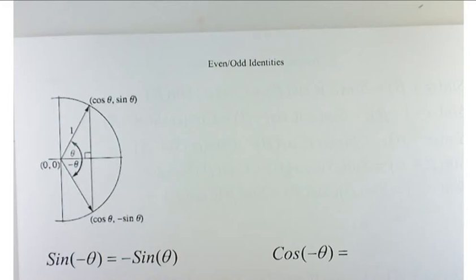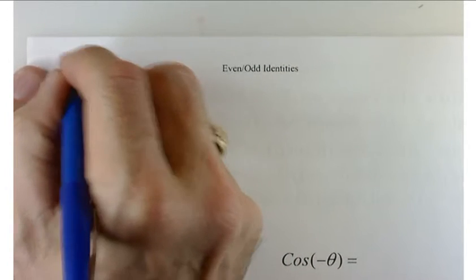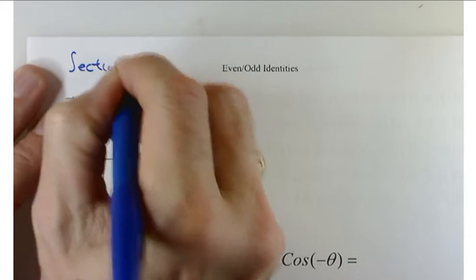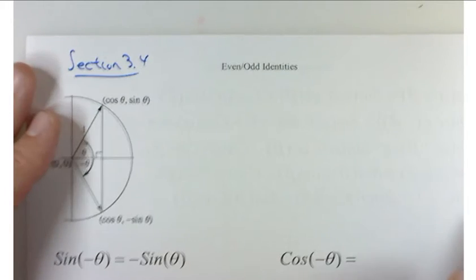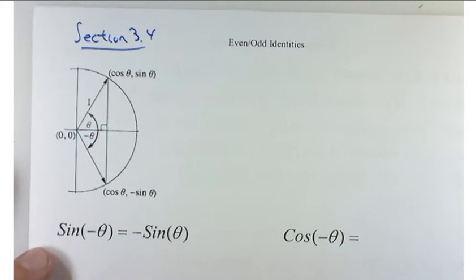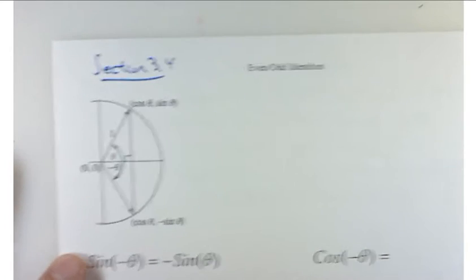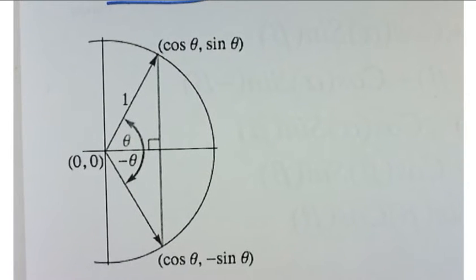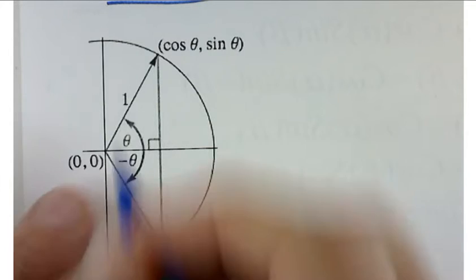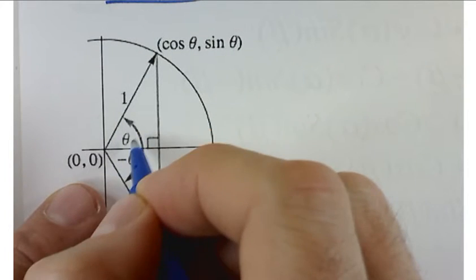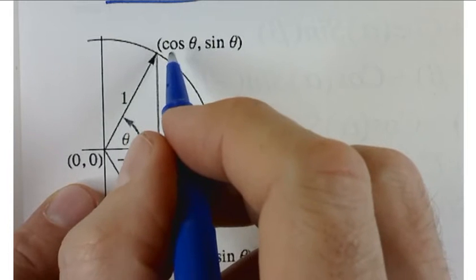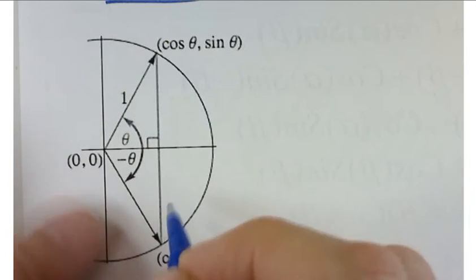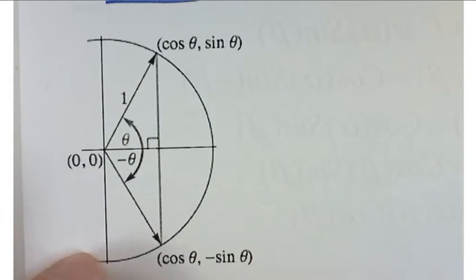Section 3.4 is going to ask us to prove trigonometric identities. We're going to start, like I said, with a little bit of a review here, and that is by looking at the sine and cosine of positive and negative angles. Now, the cosine of an angle was its x-coordinate on the unit circle. The sine was its y-coordinate on the unit circle.